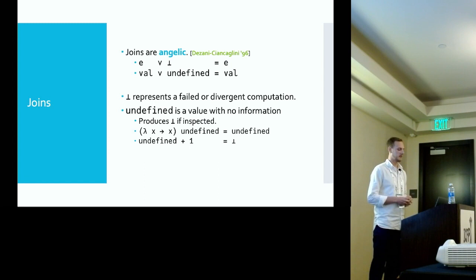So here bottom represents a failed or a divergent computation. And so if one side of a join succeeds and the other one crashes or runs forever, then the whole join should still succeed. And we also have, in addition to bottom, a sort of bottom of the values value, which is called undefined here. And it is not an error in and of itself, but it's a value that if you try to use it in any interesting way will cause an error.